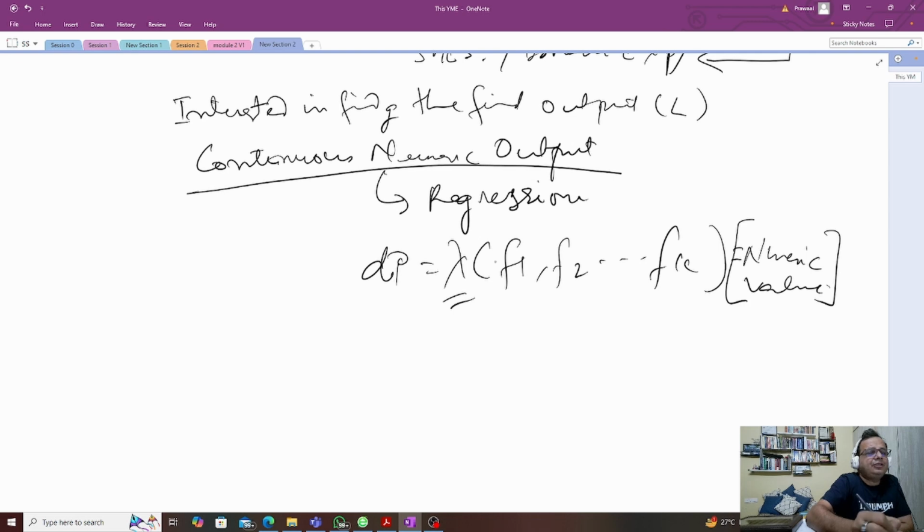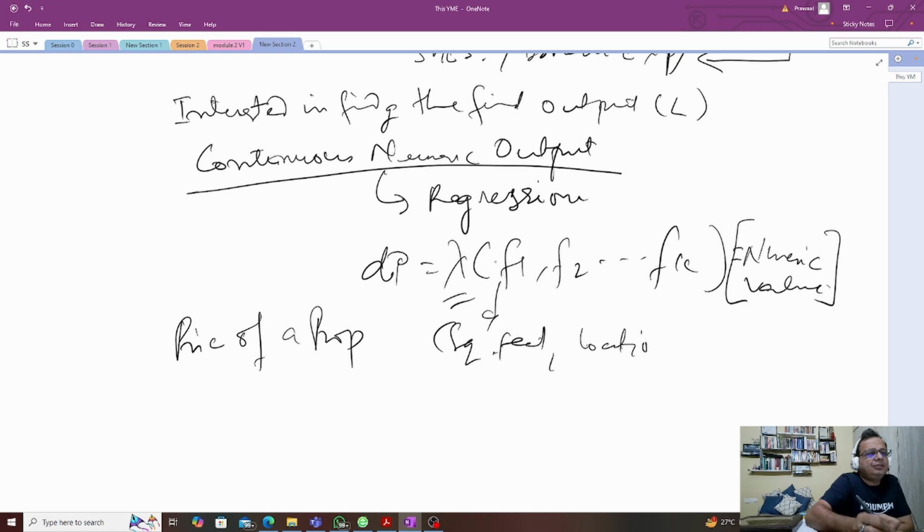So assume that you want to estimate the price of a property, and your features could be square feet, the location, which includes city, country, state, etc., maybe the age of the property, if there is a legal litigation or not, etc., etc., and you find out the dollar value. So this is when your final label needs to be a continuous numerical value. This is called regression.